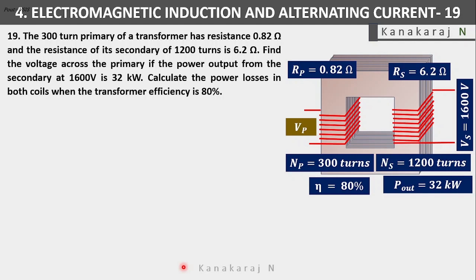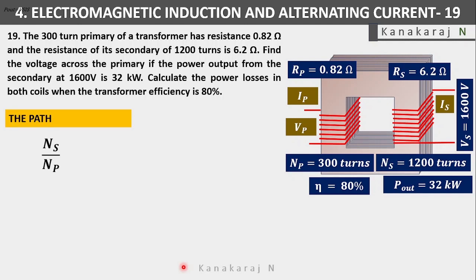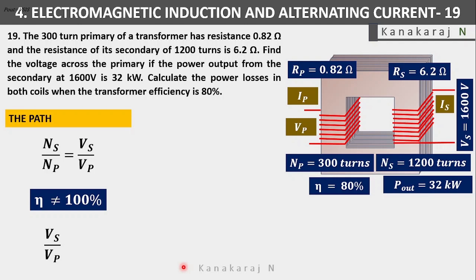Then we need to find the voltage across the primary coil and the current in the primary coil, the alternating current in the primary coil and alternating current in the secondary coil. Good. Please remember Ns by Np equals Vs by Vp. This is called transformer ratio. This is true for an ideal transformer and not for a non-ideal transformer, where efficiency is not equal to 100%. So what you need to remember is Vs by Vp is not equal to Ip by Is.